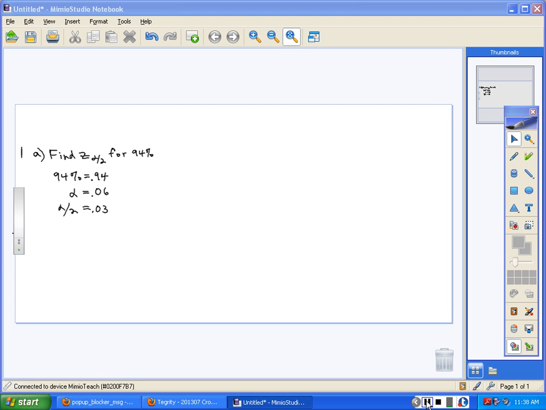And then you need to put that number in the right tail of the standard normal distribution. So what that means is that I'm going to draw a bell curve, and I'm going to put 0.03 in the right tail. This is z sub 0.03. That's the line that separates an area of 0.03 in the right tail.